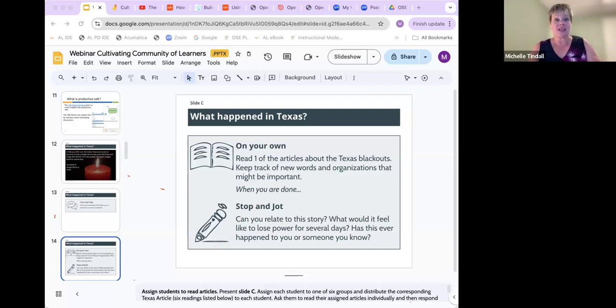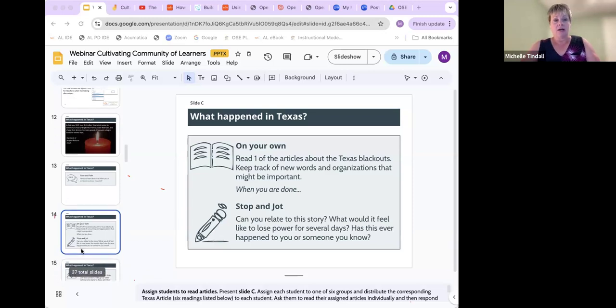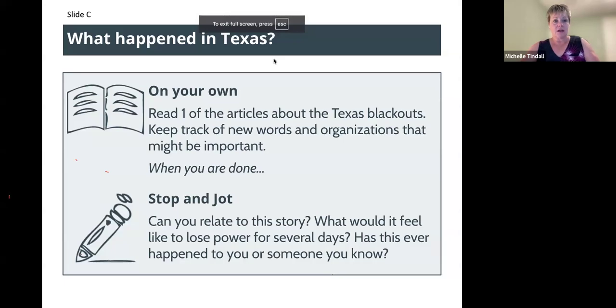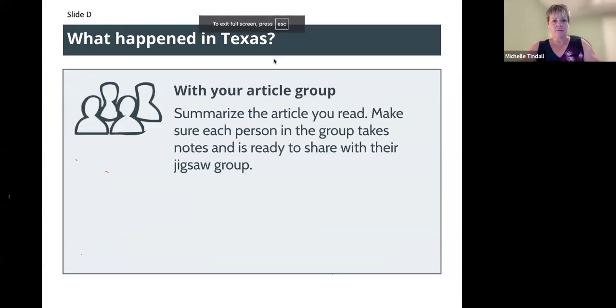Okay, so taking a look at what we've done so far, we've each read an article. What students would do next would be to take the article and then summarize the article that they read with their jigsaw group. Okay, so think of having students each read and then they would share their takeaways with their jigsaw group.